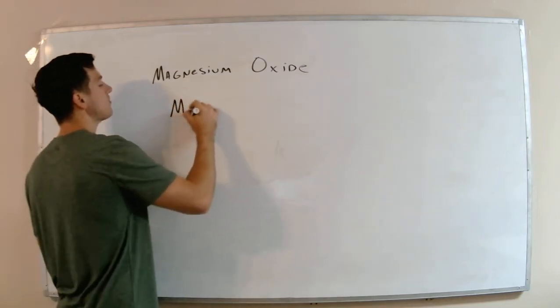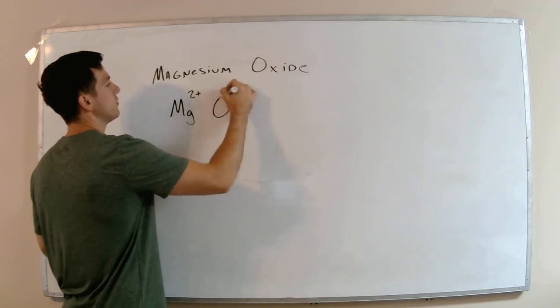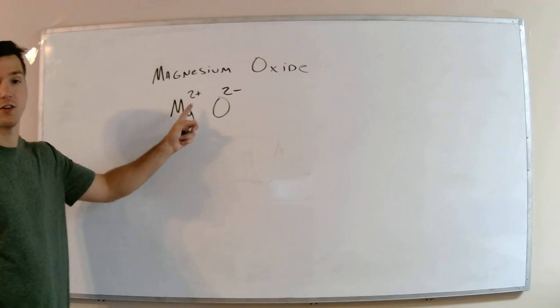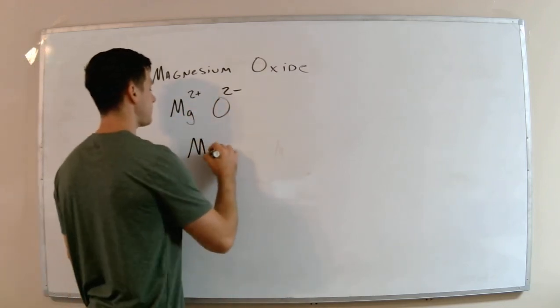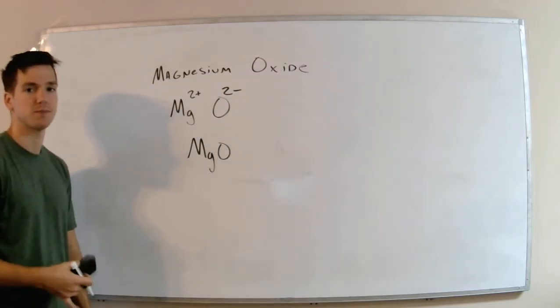Magnesium has a 2+ charge. Oxygen has a 2- charge. And look, those are already neutralized, right? 2+ will cancel out that 2-, so it's just MgO. Okay, MgO.